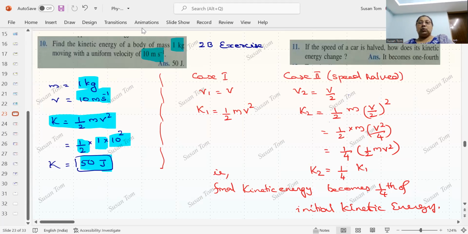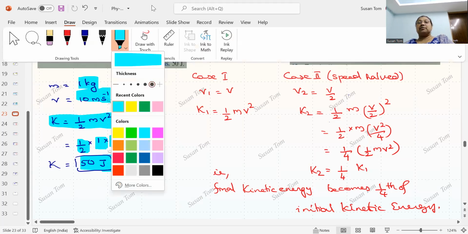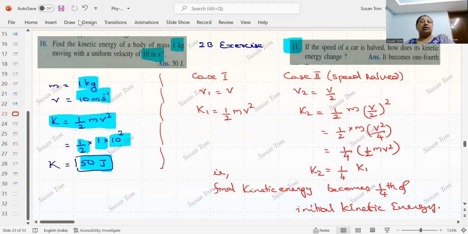Case 2. Oh, no, that is another question. Question number 11 on the right side, children, which has 2 cases to do. Question number 11. If the speed of a car is halved, how does its kinetic energy change? So initially, let's consider the velocity. The speed is v. Now in case 2, it is halved, means it's v by 2.